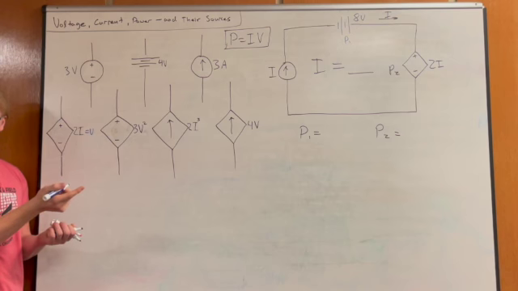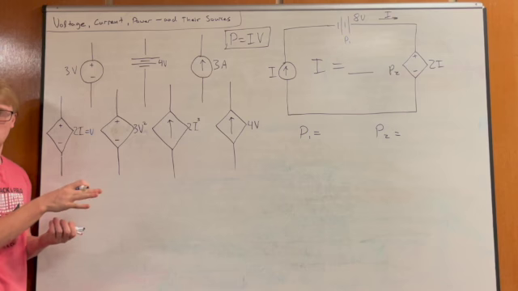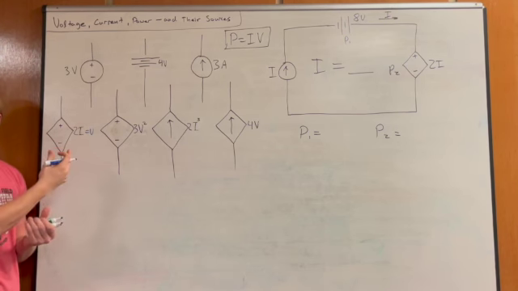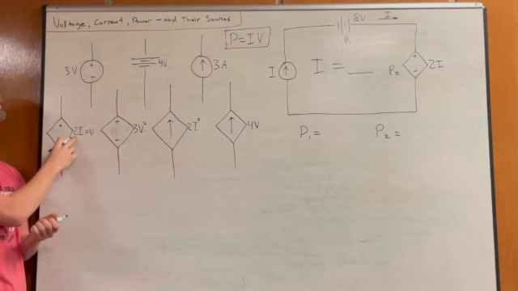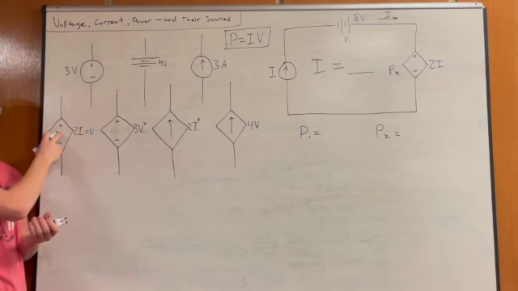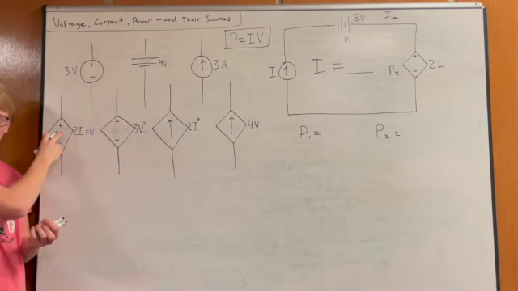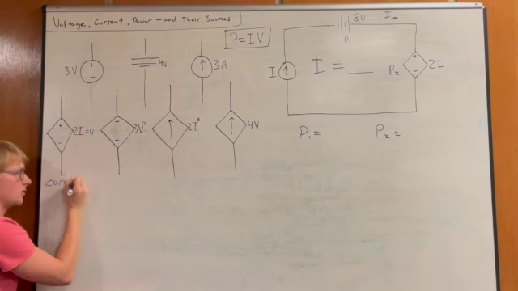Does that make sense? You said if the resistance is... No, if the current is 4 amps, then the voltage of this source is 8, because it's multiplied by 2. 4 times 2. All right, I see. Does that make sense? Yeah. So this is a current dependent voltage source.